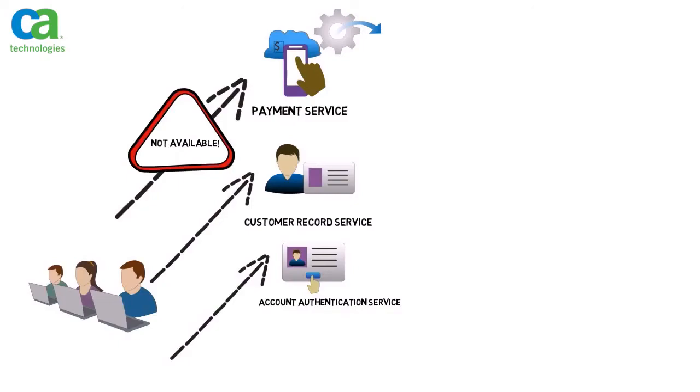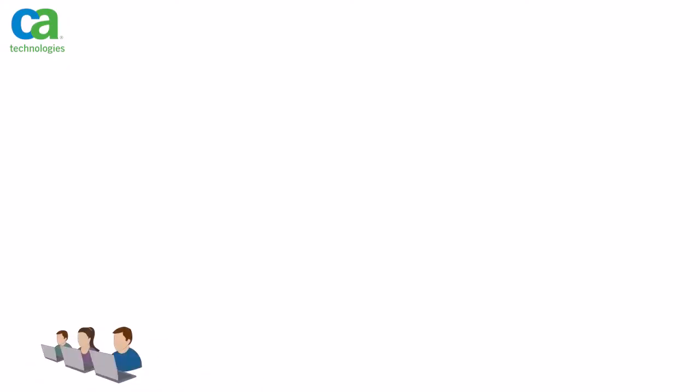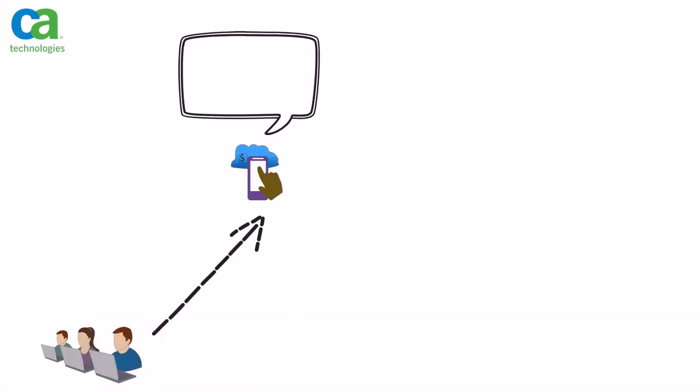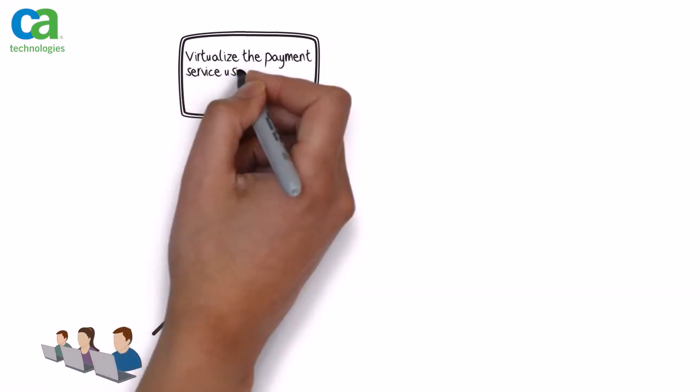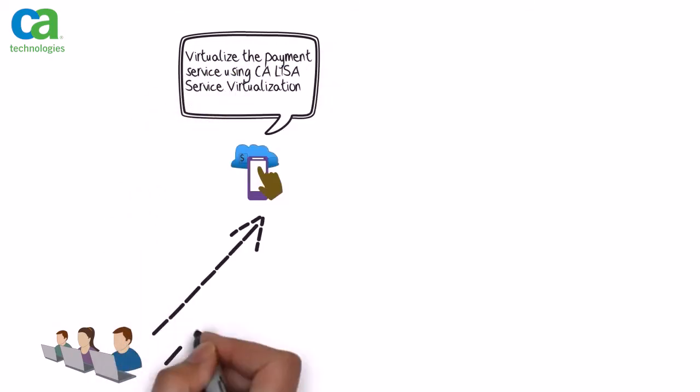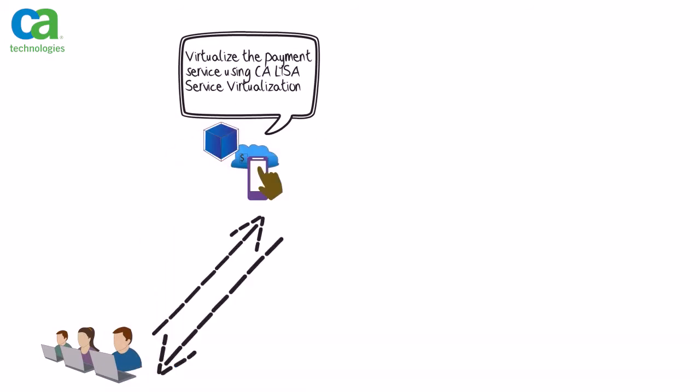CA/LISA service virtualization is used to solve this type of situation. Using CA/LISA service virtualization, you can create a virtual payment service by recording all the communication you need between the team's application and the payment service. So, when the original payment service is unavailable, the team can continue their interaction with the virtualized payment services.